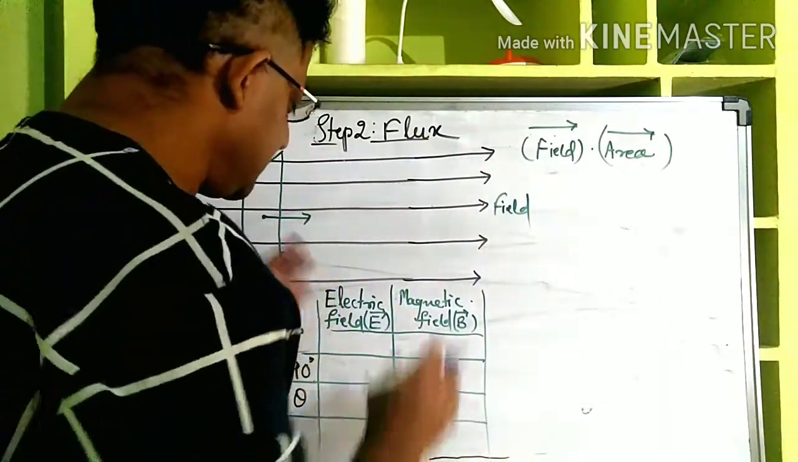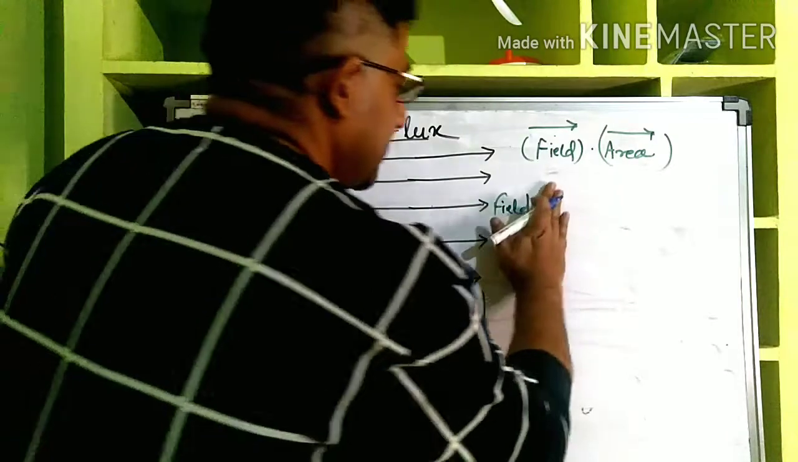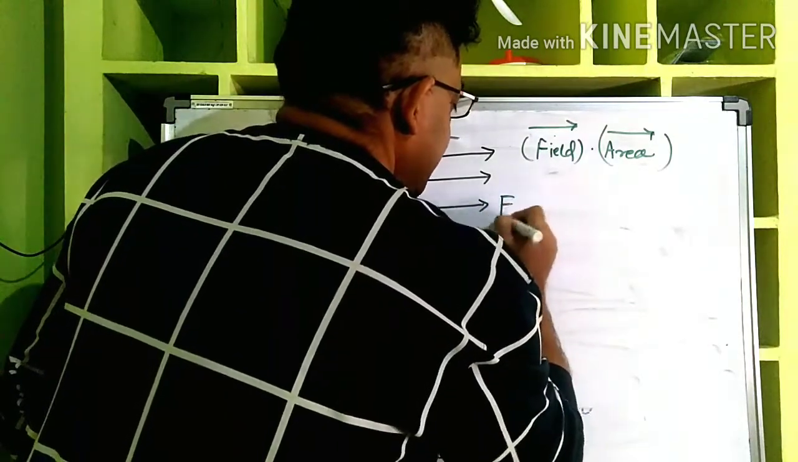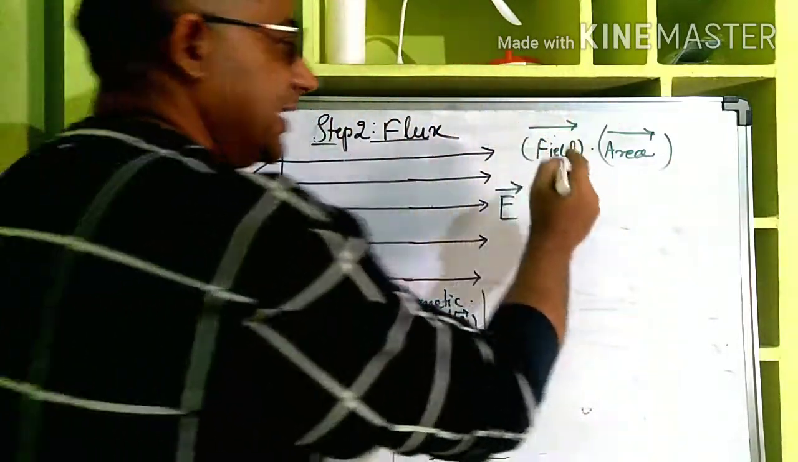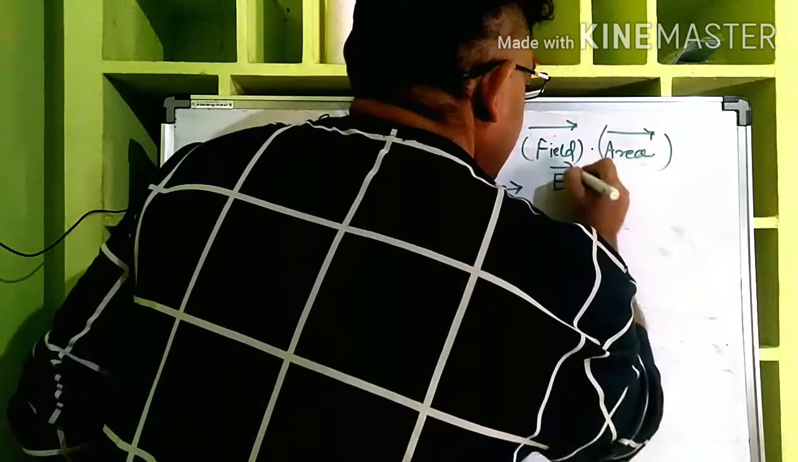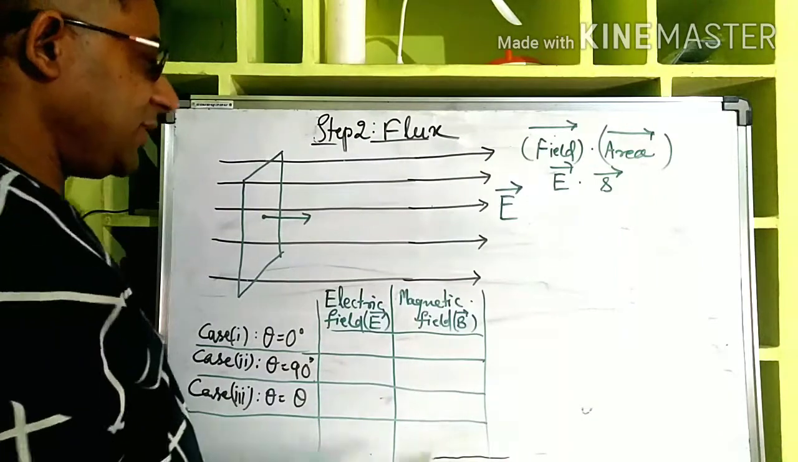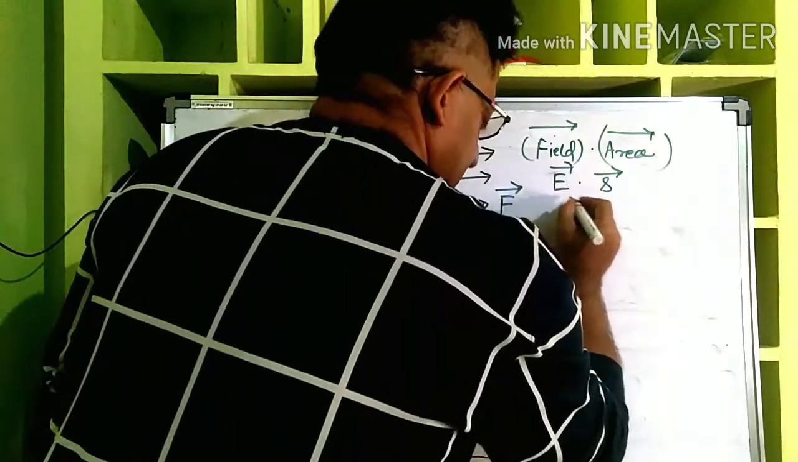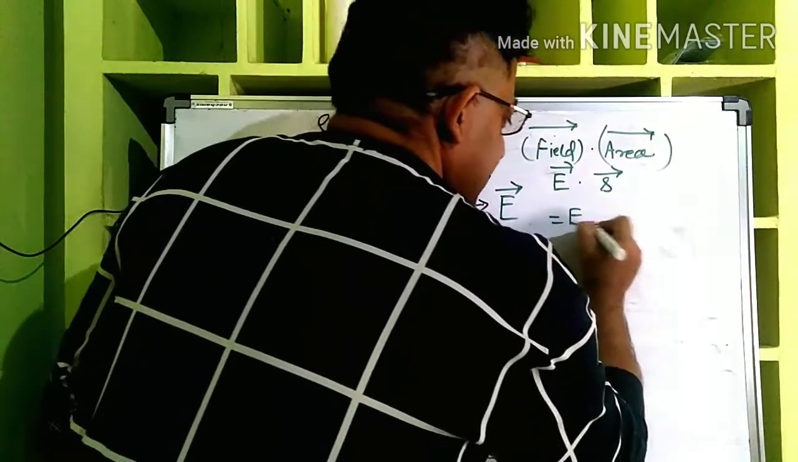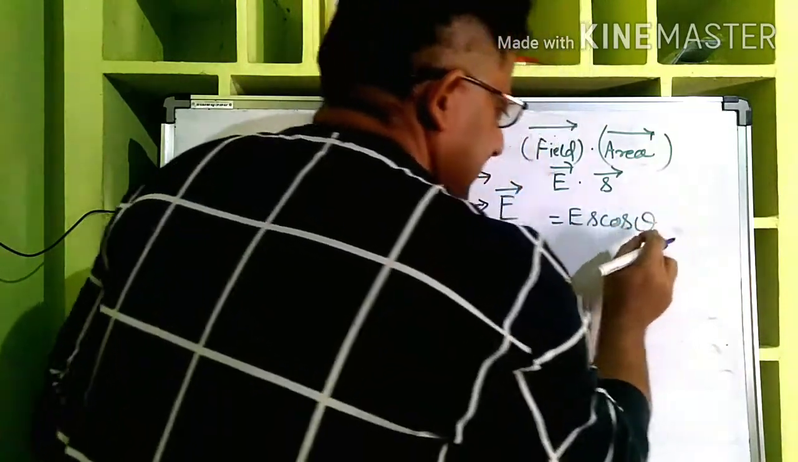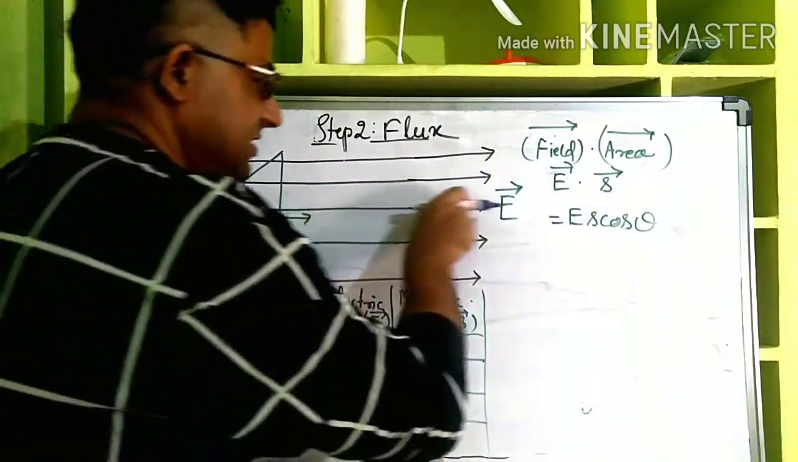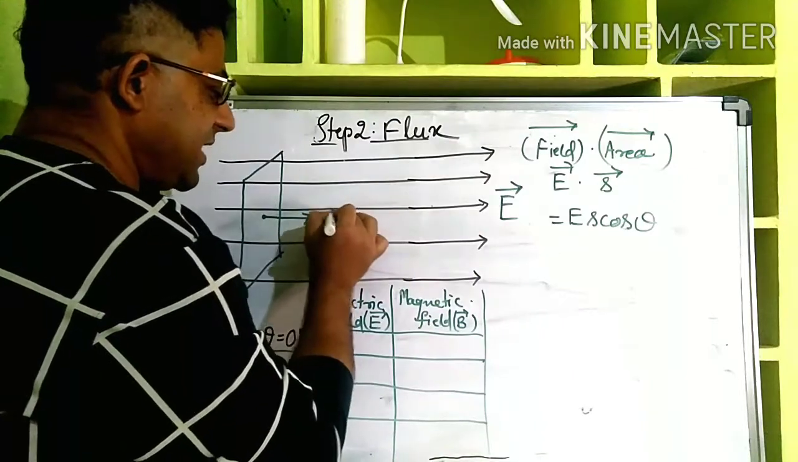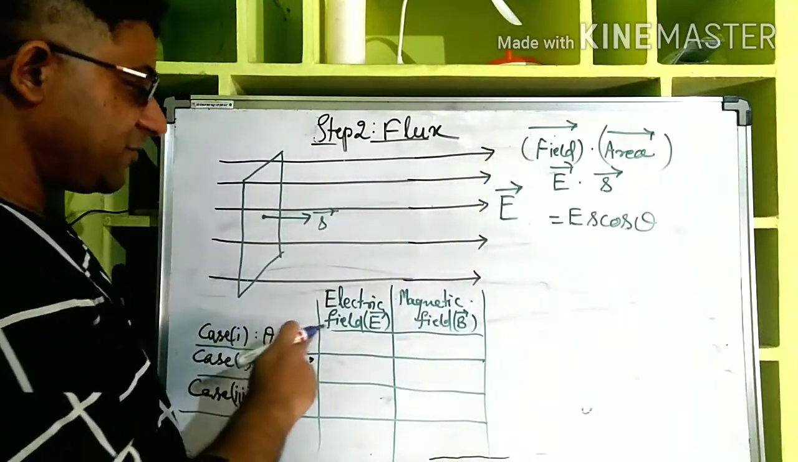Now first let us say this field is an electric field. So for the electric field we write E vector, right? The dot product of field and area, E dot S. Let us say S is the symbol for the area vector. Now E dot S is ES cos theta, where theta is the angle between the two vectors E and S. Now see, E is along this direction and S also is along the same direction. So theta is equal to 0. This is the first case, right?